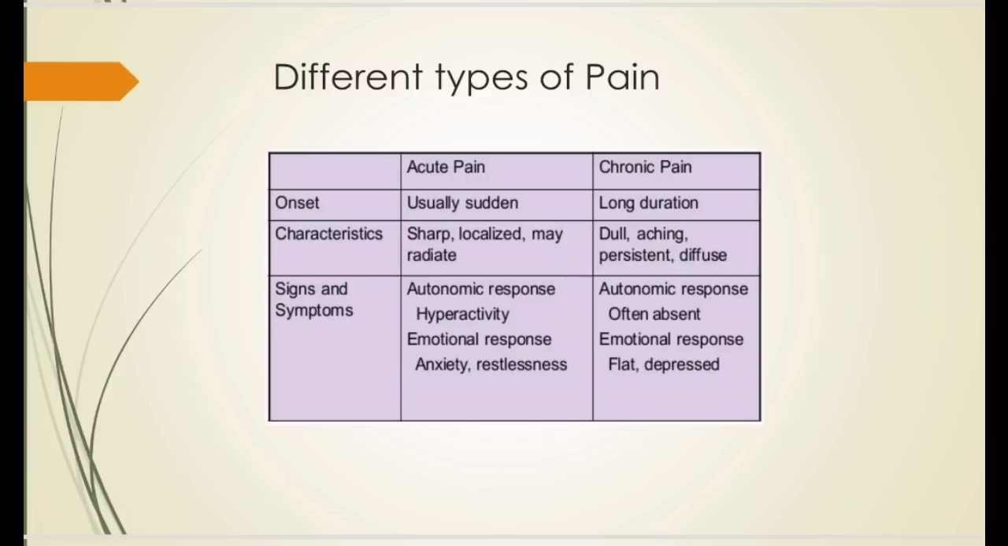And the emotional response is usually quite restless, anxious, alert, agitated. So somebody who just had an injury is usually quite alert, okay? They're restless, they're anxious, okay? So they're going to be quite on edge. So that is what acute pain is and what it looks like.